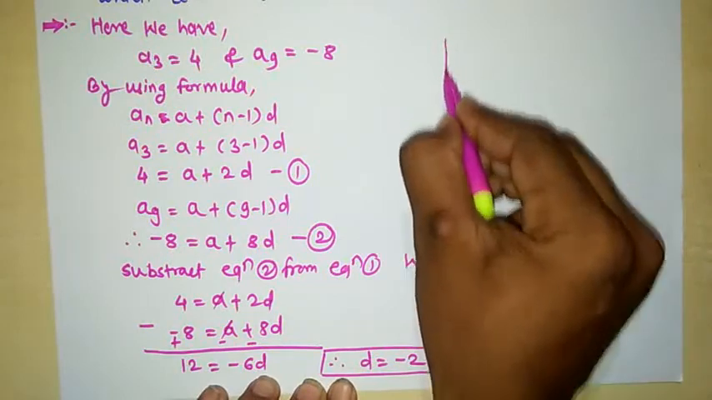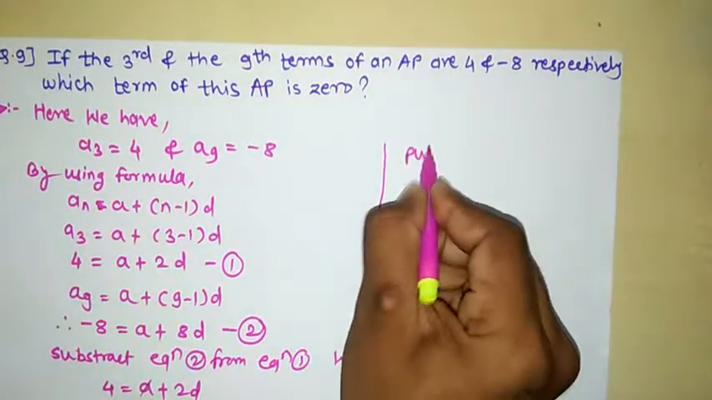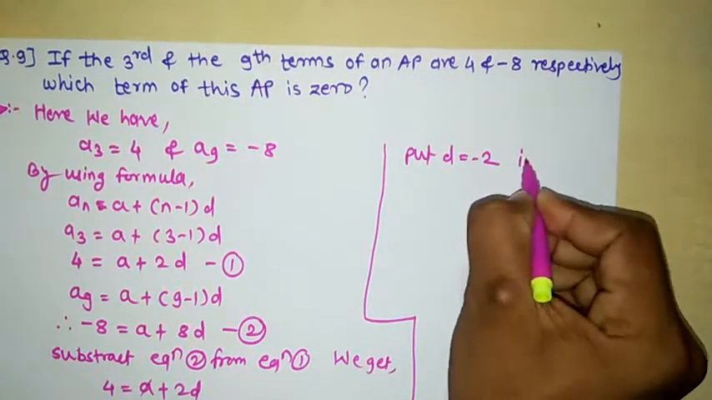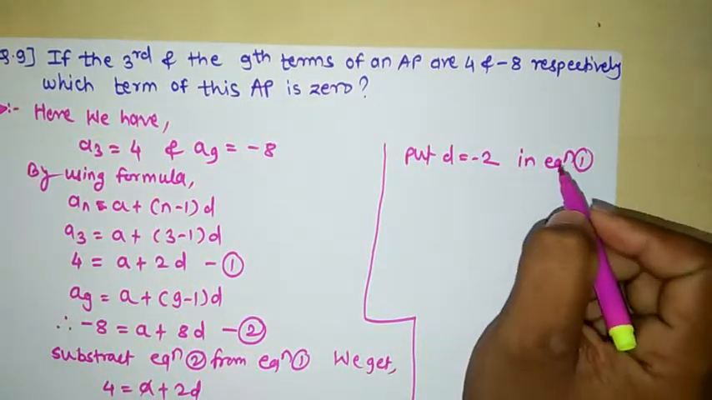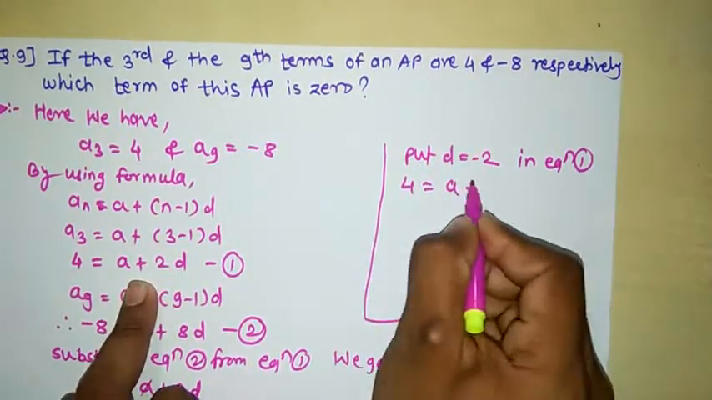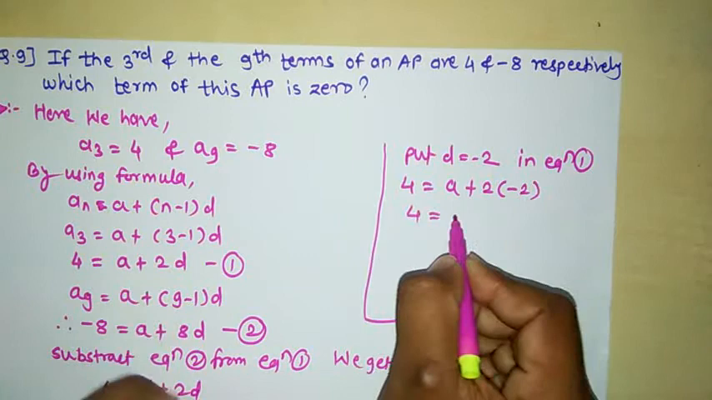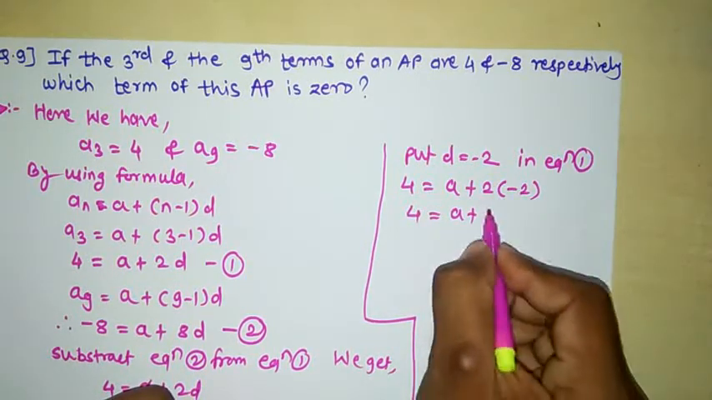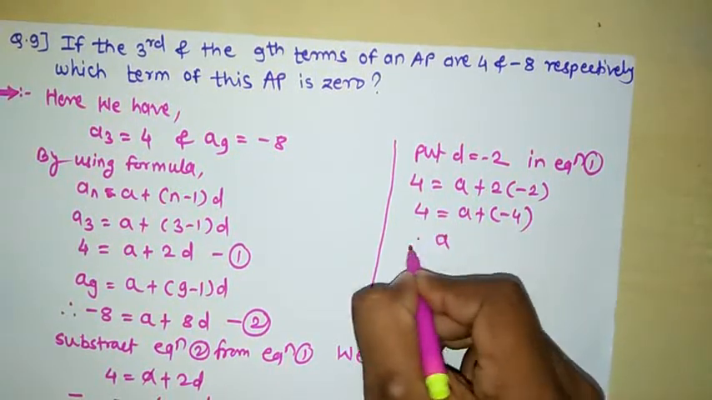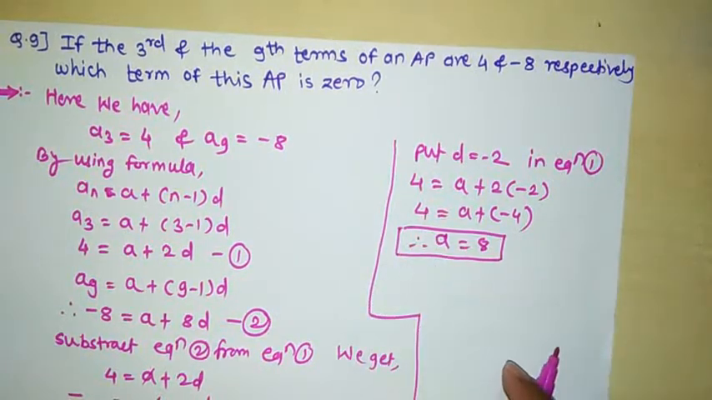I will write here. Put d is equal to minus 2 in equation 1. What is equation 1 here? 4 is equal to a plus 2 into d. That is, d is minus 2. 4 is equal to a plus 2 into minus 2. 2 into minus 2 is minus 4. Now send this minus 4 towards the left hand side, it will become plus 4. Therefore a is equal to 8. 4 plus 4 is equal to 8. Now we got a and the value of d also.